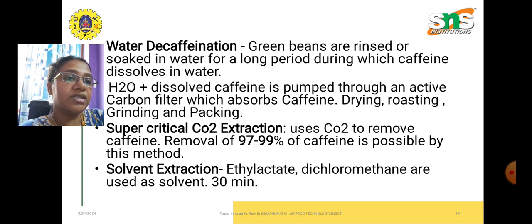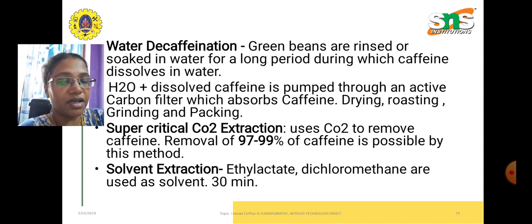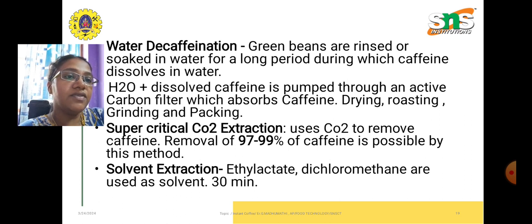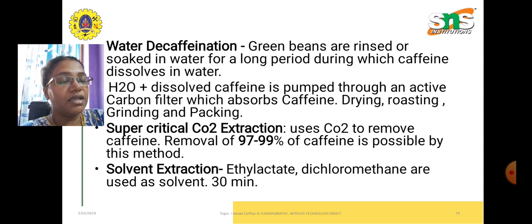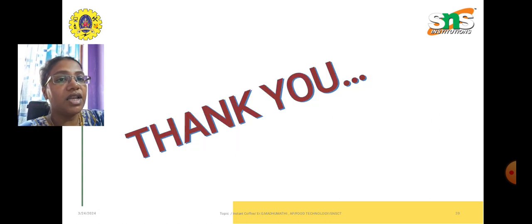Supercritical CO2 extraction uses carbon dioxide to remove the caffeine. Removal of some 95 to 97% is possible by this supercritical carbon dioxide extraction. In the solvent extraction method, by using ethyl lactate and dichloromethane extract as a solvent for 30 minutes, we are able to remove the caffeine from the coffee beans.